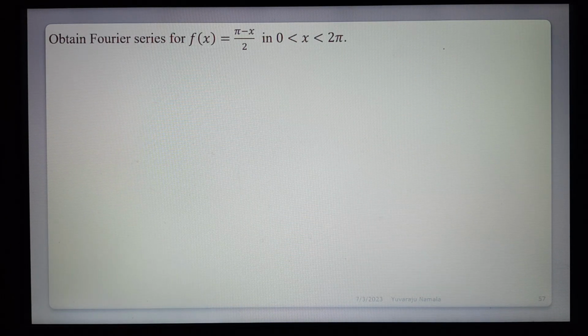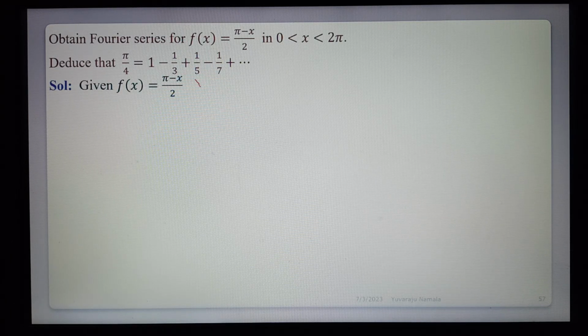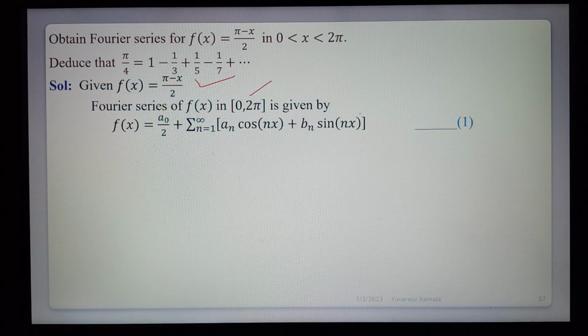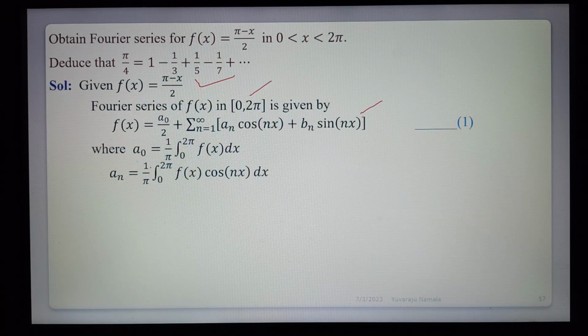Obtain the Fourier series for f of x equal to 5 minus x by 2 in the interval 0 less than x less than 2 pi, and deduce that 5 by 4 is equal to 1 minus 1 by 3 plus 1 by 5 minus 1 by 7 plus and so on. Given the function f of x is equal to 5 minus x by 2, the Fourier series in the interval 0 to 2 pi is given by this: a naught first, then this is the an value, and this is the bn value.